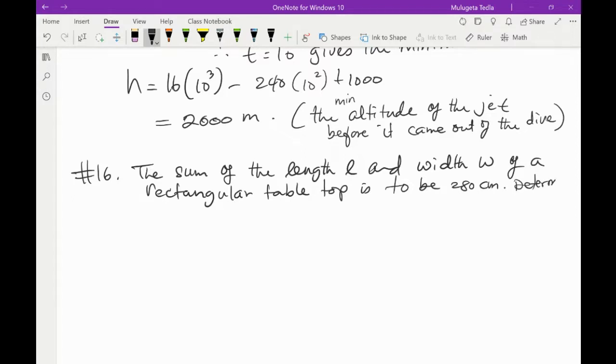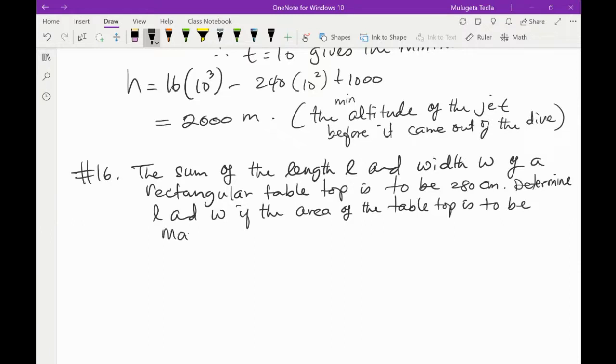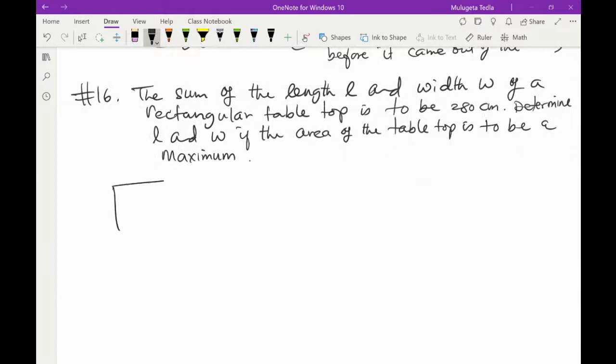Determine the length and width if the area of the table is to be maximum. So here we have a tabletop, so it has length and width.